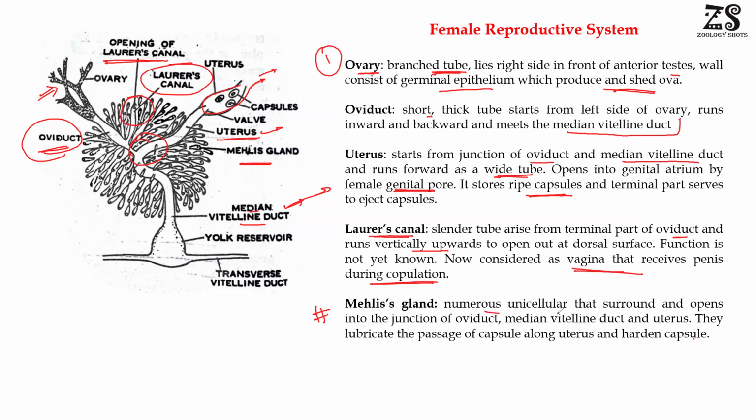These are numerous unicellular cells that surround and open into the junction of the oviduct, median vitelline duct, and uterus. They lubricate the passage of the capsule along the uterus and harden the capsule. So their main function is to lubricate the passage for capsules, and they harden the capsule as it is ejected from the organism. So this was your female reproductive system.